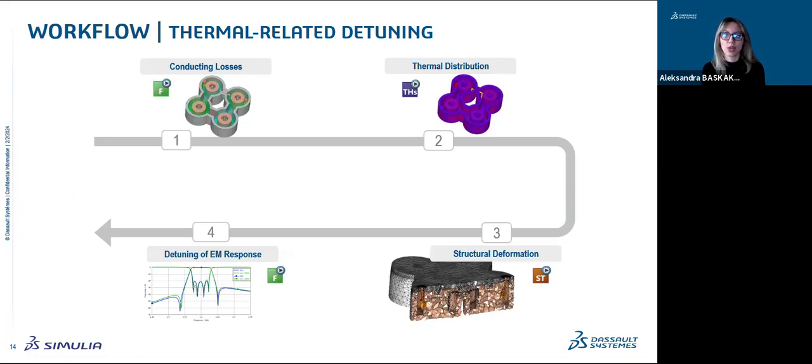This is a workflow on how to evaluate the detuning of the components due to structural deformation. Basically, the structure is excited in the F-solver. It generates conducting losses, and those losses will be imported into a thermal simulation with the thermal steady state solver. The generated temperature rise will be imported into a structural simulation where the deformation can be observed. And finally, the detuning of the electromagnetic response can be evaluated.